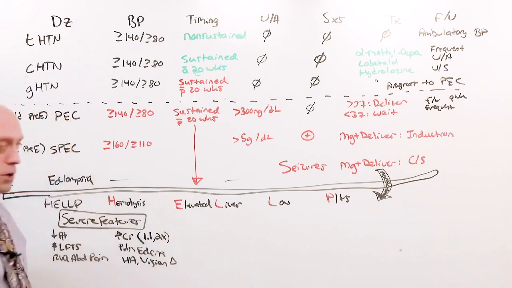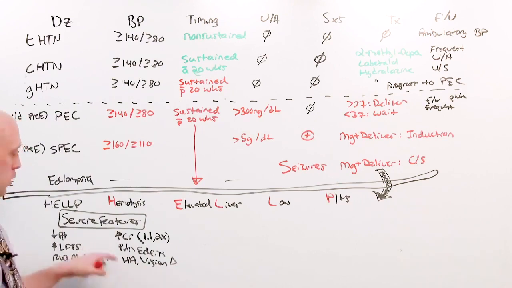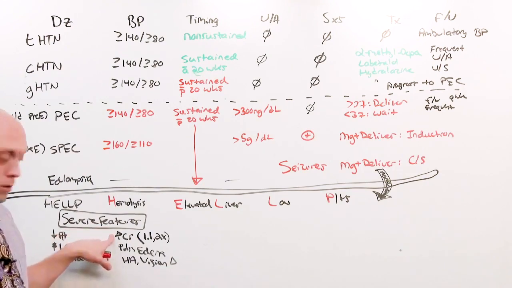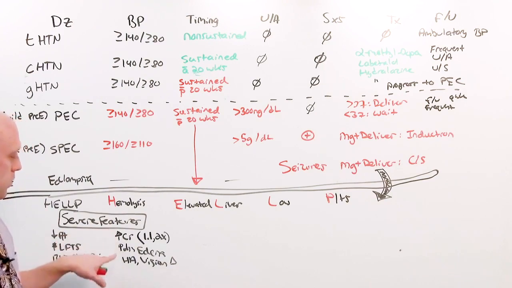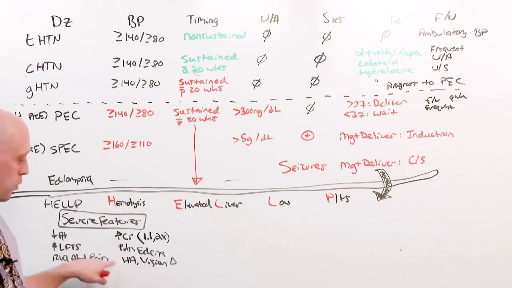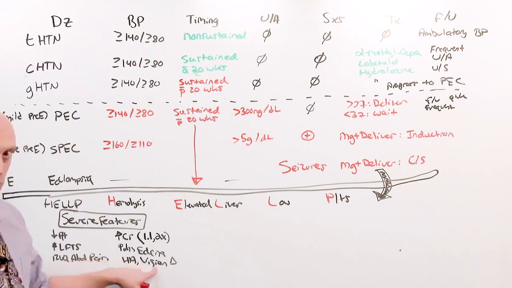Remember, the pathology is all about vasoconstriction. If you vasoconstrict, your blood pressure goes up, which is going to cause the heart to work harder and lead to pulmonary edema. If you clamp down on the renal arteries, you're going to worsen renal blood flow. If you decrease the blood flow to the brain, you're going to get headaches and vision changes.